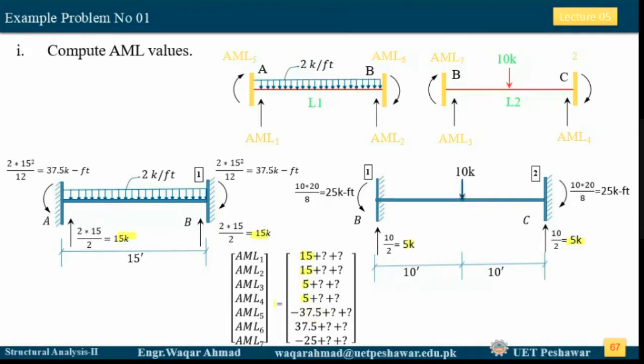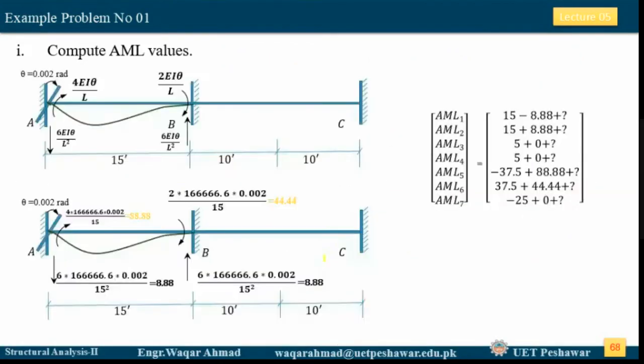Now let's go through this. This 37.5 is corresponding to our AML5. Now our AML5 is positive clockwise, but this is anti-clockwise. We have taken this as negative, and this value is corresponding to our AML6. Now this is clockwise, this is also clockwise, so this is taken as positive. Now this corresponds to AML7. This is anti-clockwise, but the assumed direction of our AML7 is clockwise, so we will be taking it as negative 25. Now I have put the question marks here. Why are there question marks? Because these values we will be finding in the next steps. Okay, so now let's find them.